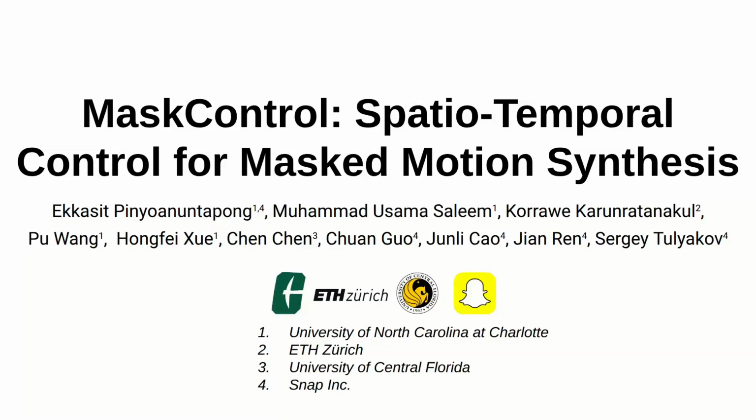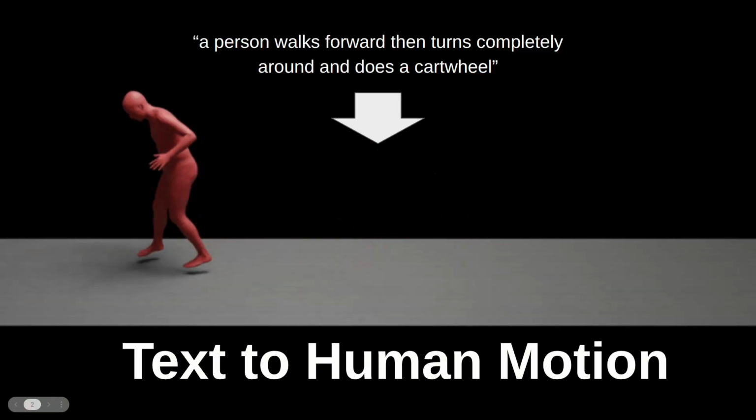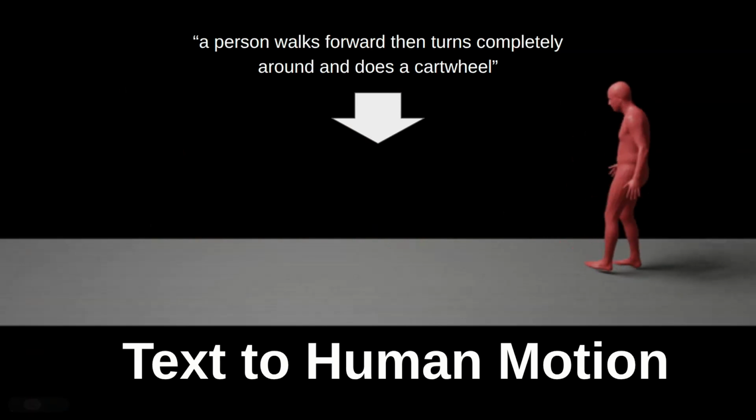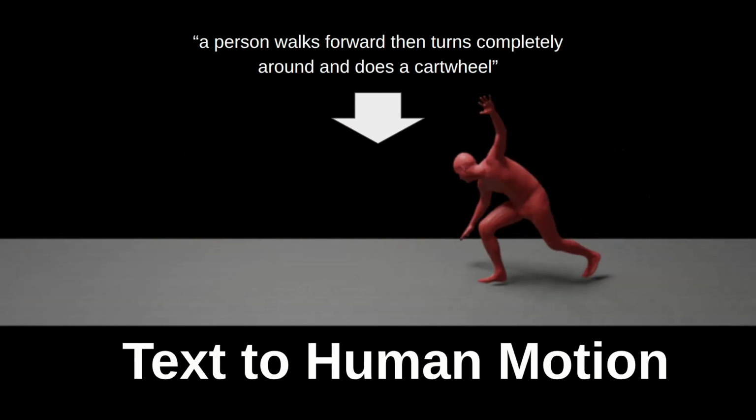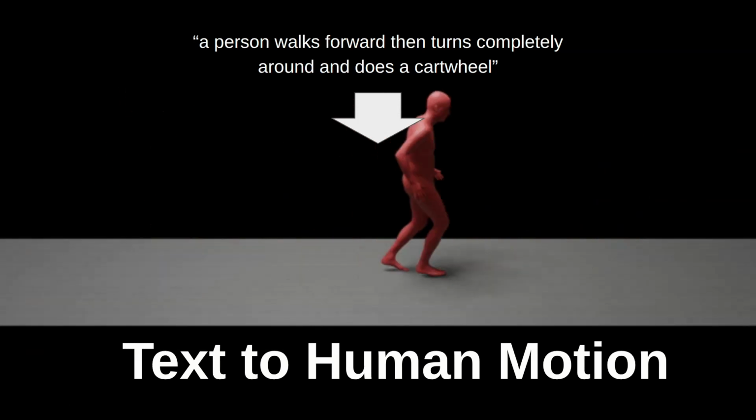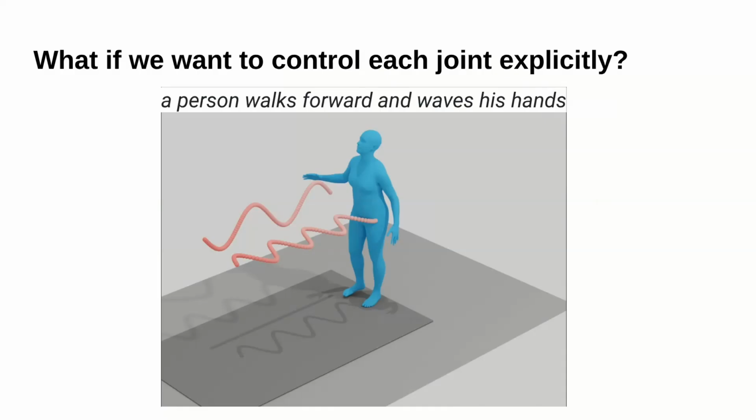Mask control, spatio-temporal control for masked motion synthesis. Text-to-motion modeling is an emerging research area that generates semantically rich human motions from textual descriptions. Human motion here refers to the movement of the human skeleton. Beyond textual descriptions, what if we want to explicitly control each joint?